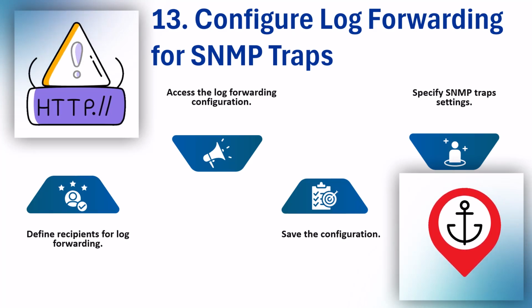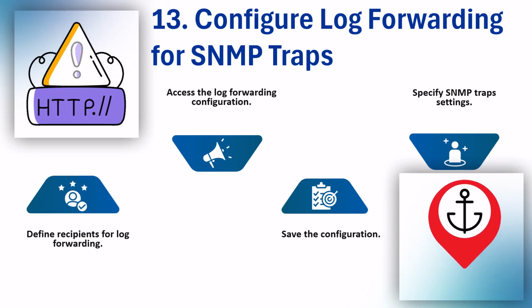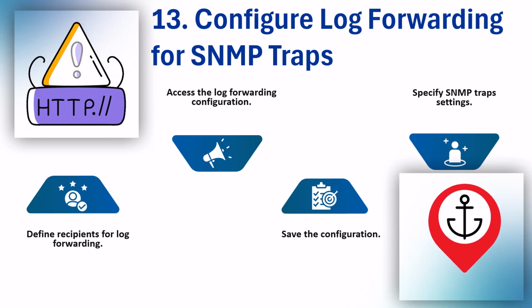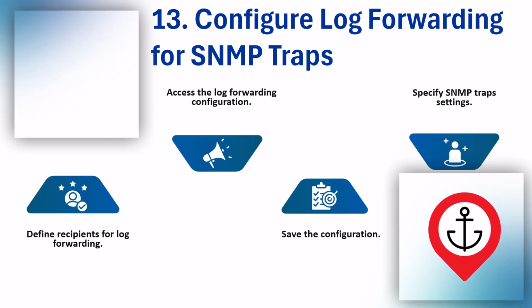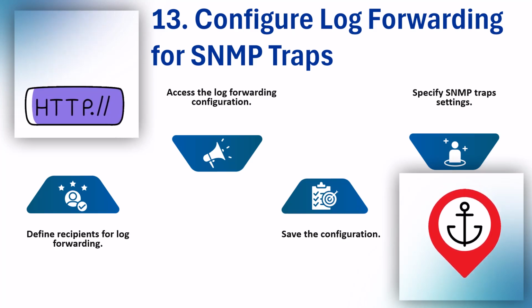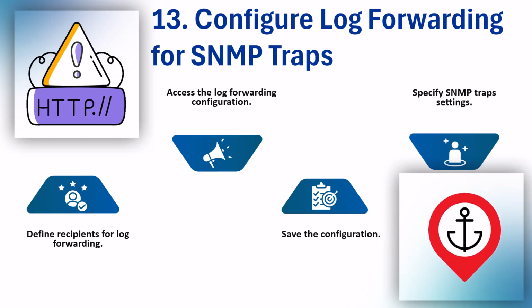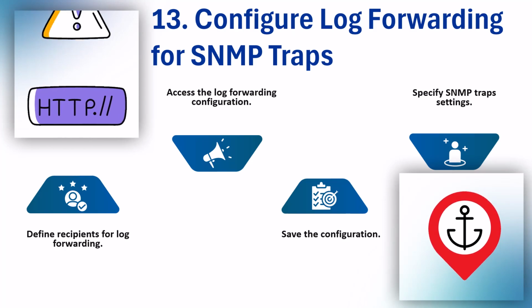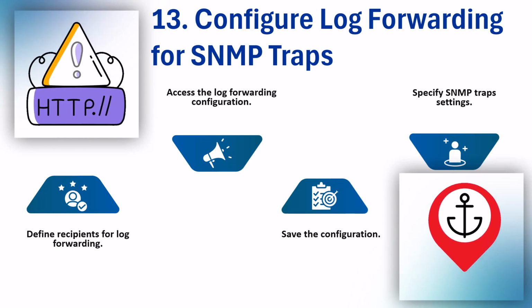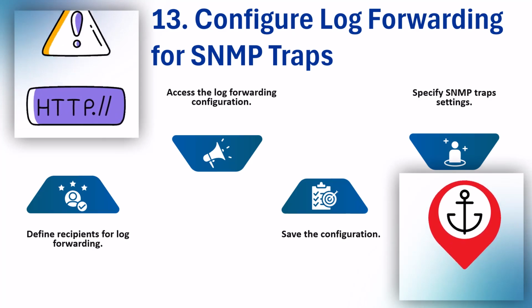Time to set up log forwarding for SNMP traps. This ensures your system sends alerts when needed, kind of like giving your firewall a sixth sense. Just define where the logs should go, save the setup, and voila, you've got a proactive monitoring system in place.